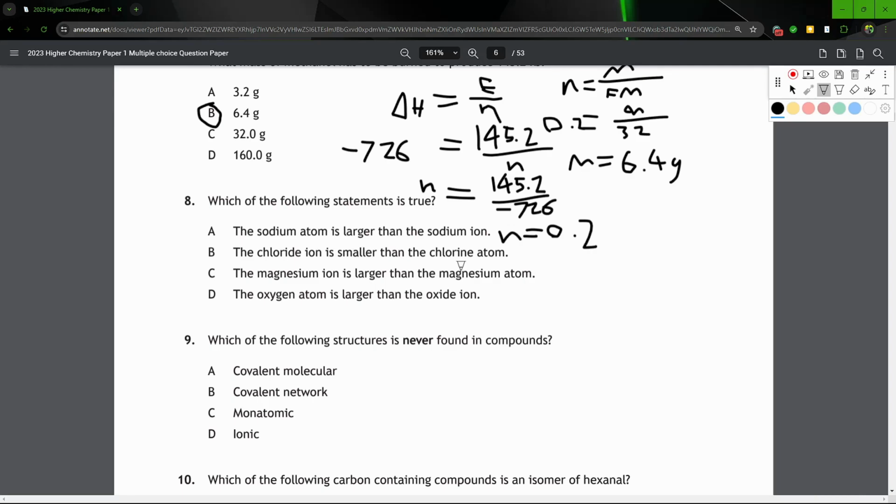Fantastic. Which of the following statements is true? The sodium atom is larger than the sodium ion. The chloride ion is smaller than the chlorine atom. The magnesium ion is larger than the magnesium atom, or the oxygen atom is larger than the oxide ion.